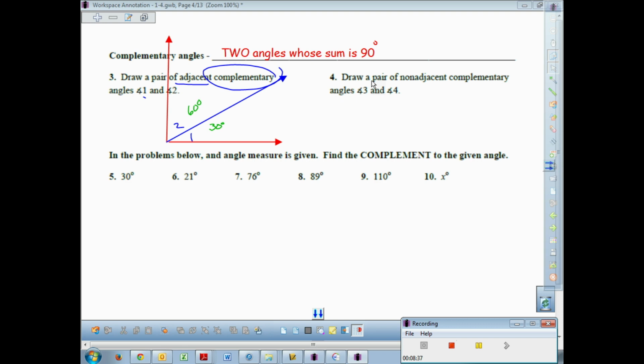Cool? Let's draw a pair of non-adjacent complementary angles, angle 3 and angle 4. Non-adjacent. Let's make it easy. What does that mean to us? Non-adjacent. Not touching. So let's do angle 3 first. Use a straight edge, of course.